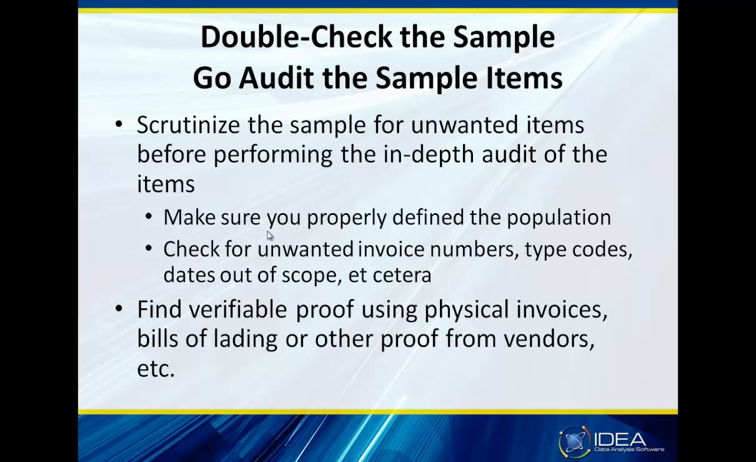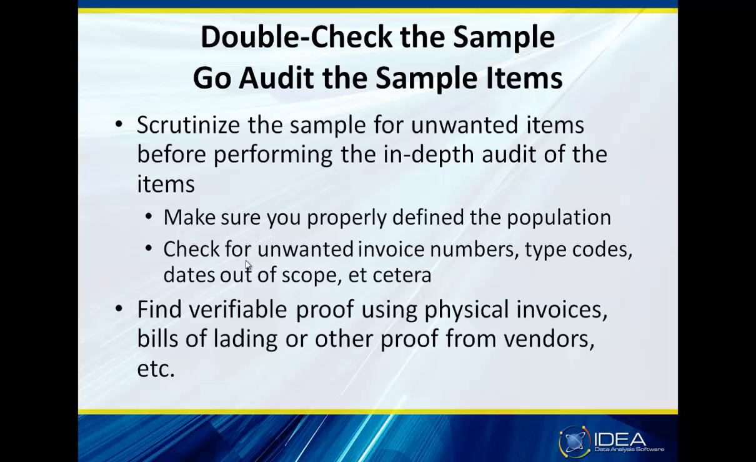Once we've extracted the sample, we need to double check the sample and then go audit the sample items. First we need to scrutinize the sample for unwanted items before performing the in-depth audit of the items. Make sure you properly define the population, and check for unwanted invoice numbers, type codes, dates out of scope, etc. Finally, you need to find verifiable proof using physical invoices, bills of lading, or other proof from vendors. This allows you to go get the true value of what the items are.